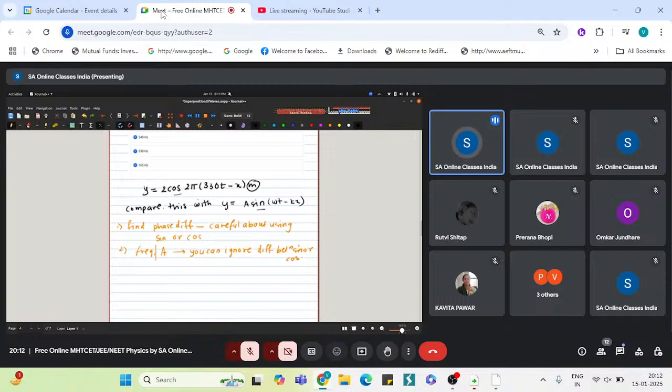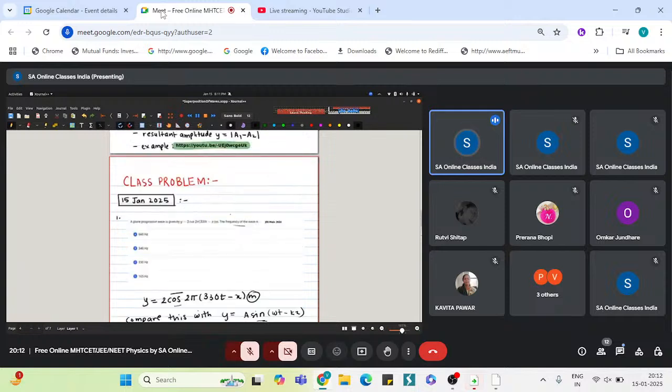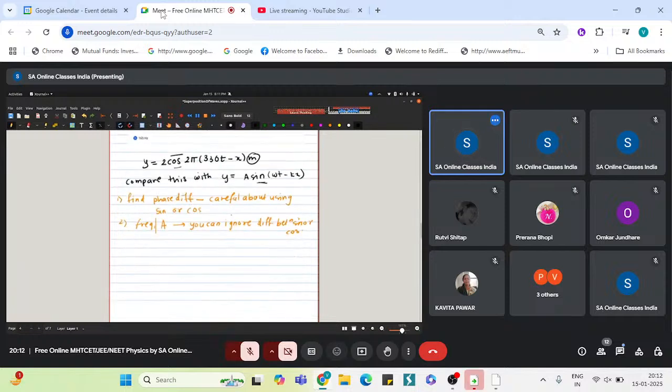You have to keep in mind, because if this is cos and I write it as sine, it will add a phase difference of pi by 2. So you need to be careful about that. But since this question asked about the frequency of the wave, we can safely ignore the difference between sine and cos, and compare y is equal to 2 cos 2 pi 330t minus x with y is equal to a cos omega t minus kx. So k is 1 here if you directly compare, and then omega t is 330.